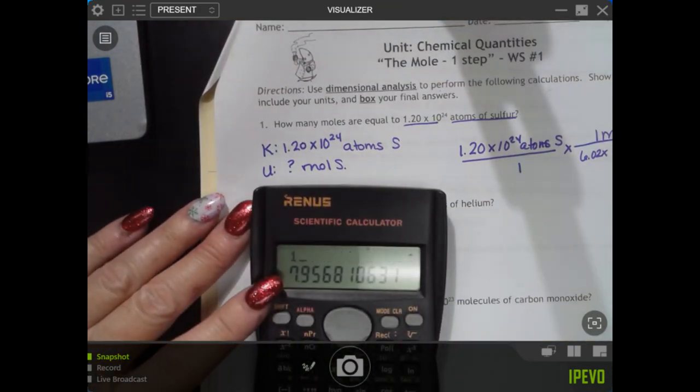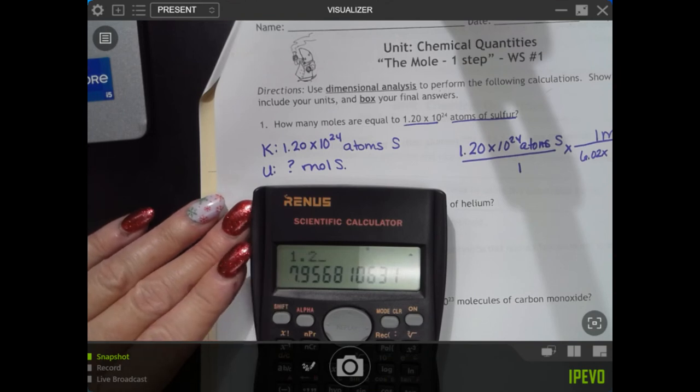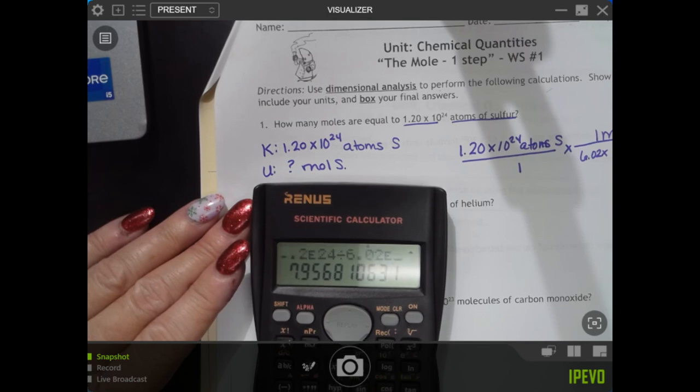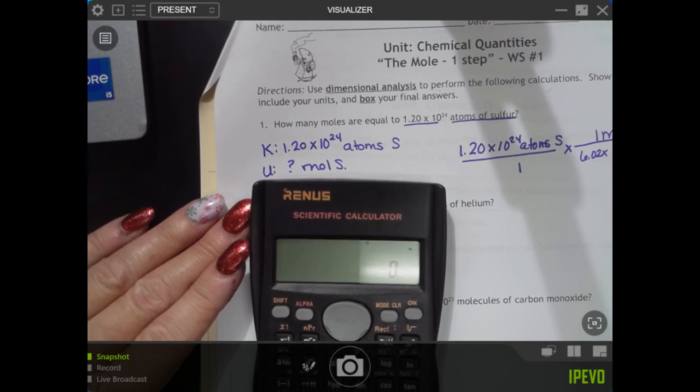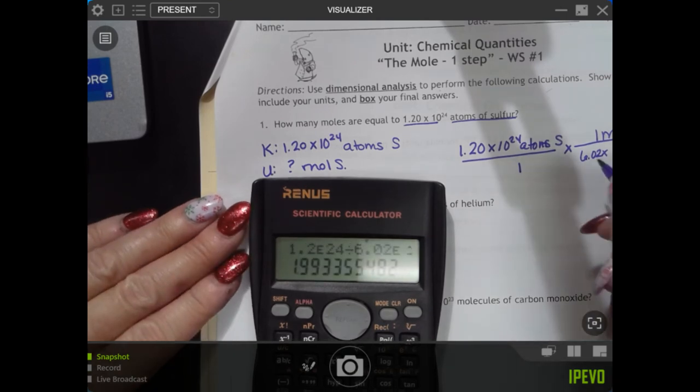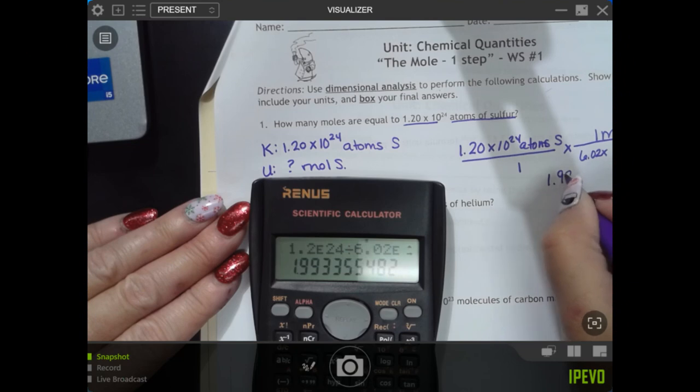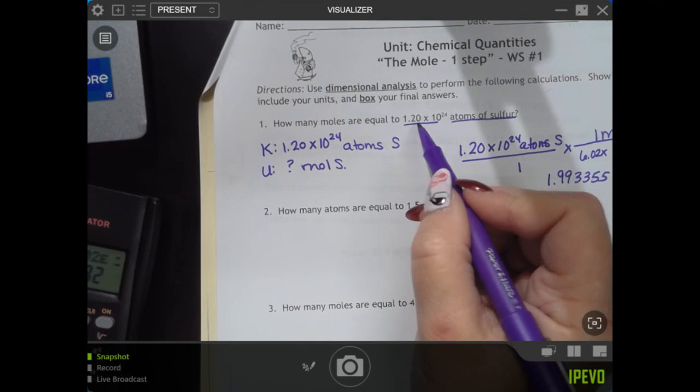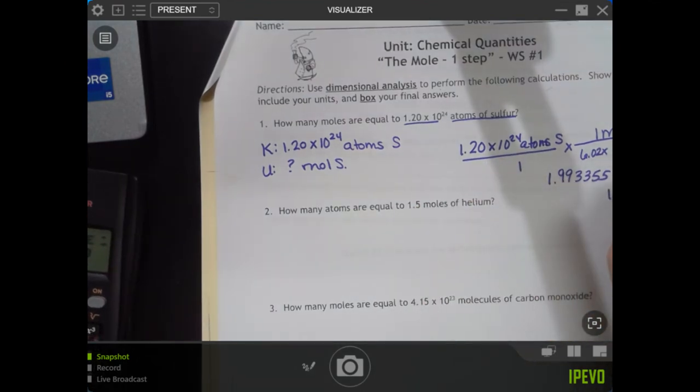I'm going to divide 1.2 times 10 to the 24th by 6.02 times 10 to the 23rd. So 1.2 exponent 24 divided by 6.02 exponent 23. If I plug that all in, I get 1.993355. There are 3 sig figs in my question, so 3 sig figs in my answer. My answer is going to be 1.99 moles of sulfur.